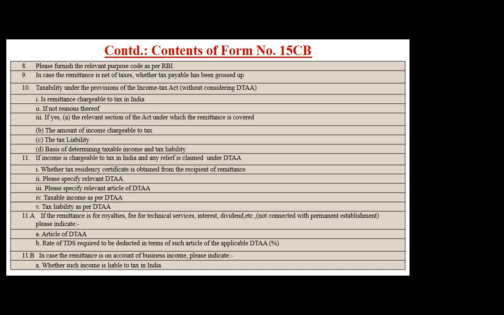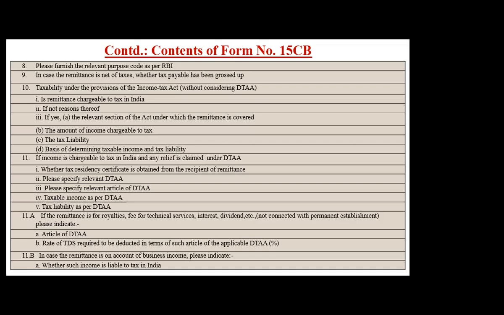In case the remittance is net of taxes, we have already discussed that we have to tick here that it is grossed up, and then some chargeable to tax comes on that amount payable in the earlier one. Now 10th is pertaining to the provisions of the Income Tax Act. So it says whether the sum remitted is chargeable to tax, yes or no, then the reasons, then the relevant section of the act which is to be given. The word limit is very less, so you have to be very appropriate.